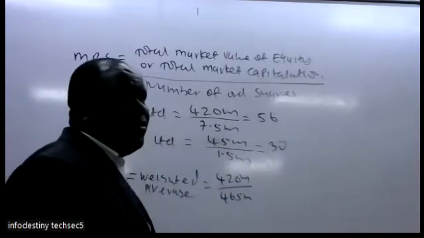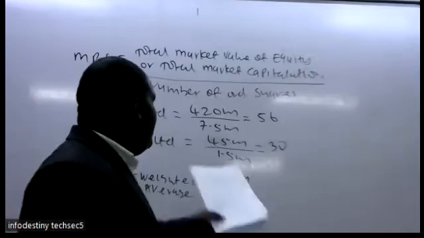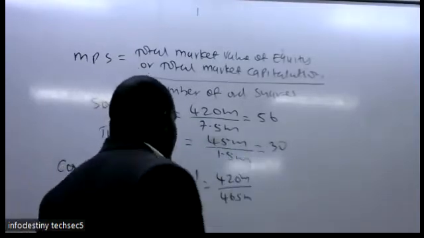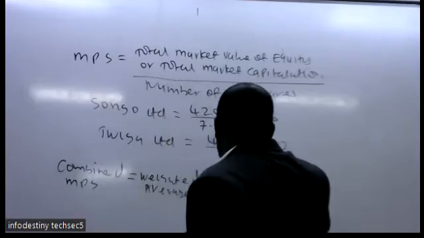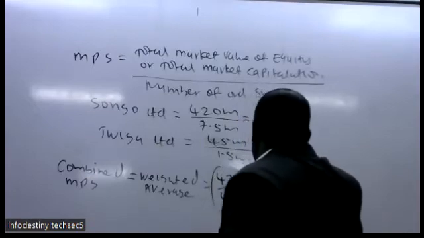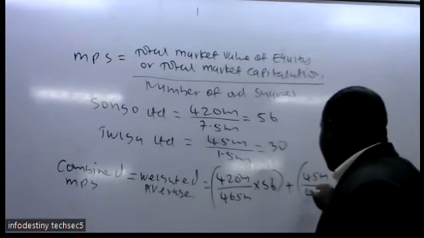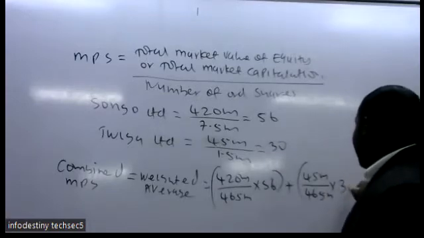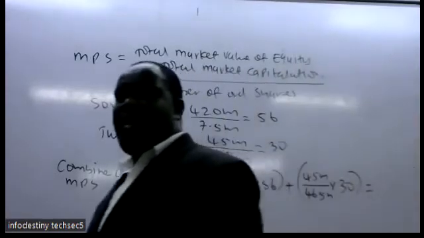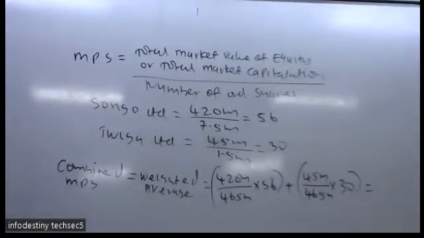465. That's now the proportion of Songo in the combined. When we combine 420 plus 45, that proportion is multiplied by 56, then we add Trigger: you take 45 as its proportion, divide by 465, then multiply by 30. So that's how you combine them to get the combined market price per share before the acquisition.